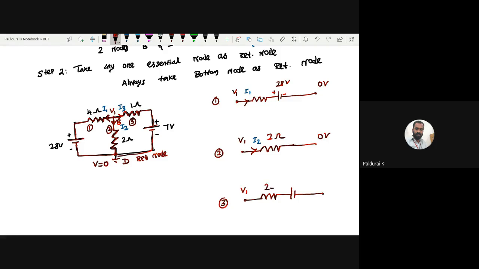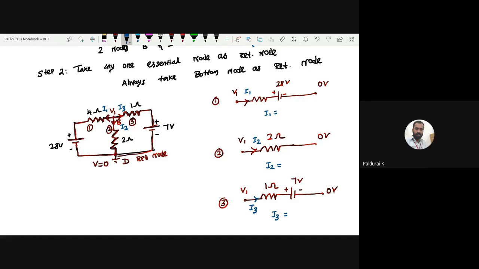This is my 1 ohm. This is plus, this is minus 7 volt, and this is 0. And you know, this is my I3. Okay, now can you write the equation for I1, I2, and I3? Guys, are you with me? Please be interactive. Yes, sir. So now what is I1?